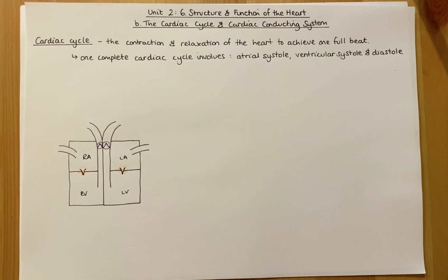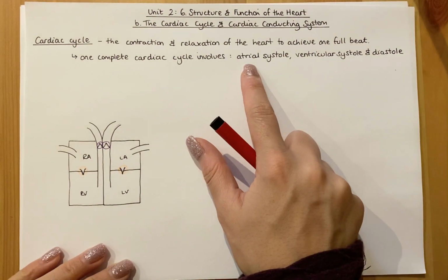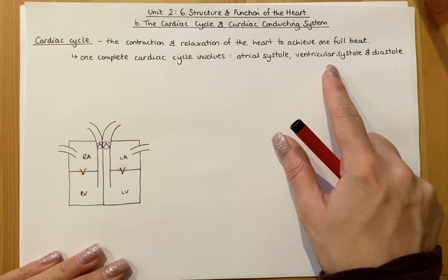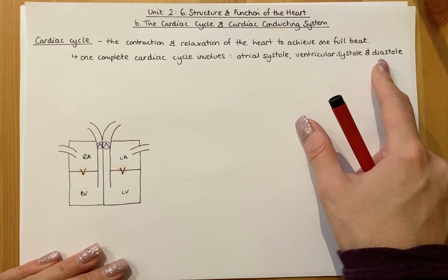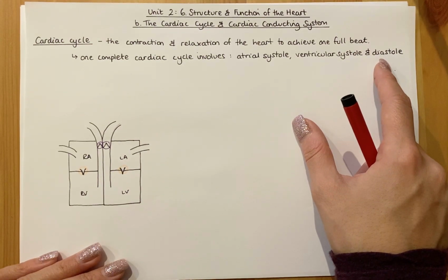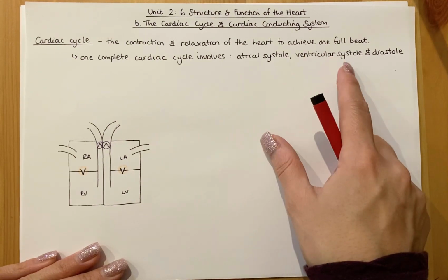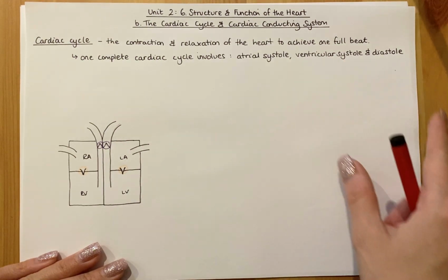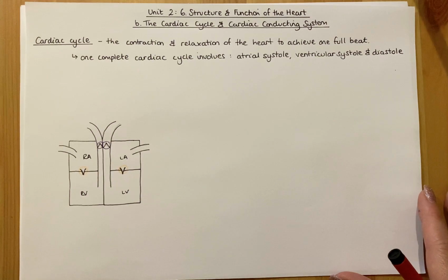So the cardiac cycle basically is just how to achieve one full beat of a heart. You would have a period of contraction and a period of relaxation. When you have one full beat of the heart, you would include two parts that are contracting and then one part of relaxation. The first part of the contraction would be atrial systole, and then ventricular systole, and then the last one would be diastole. Sometimes these are pronounced differently, but whichever way you pronounce it, it really makes no difference as long as you understand what happens with them.